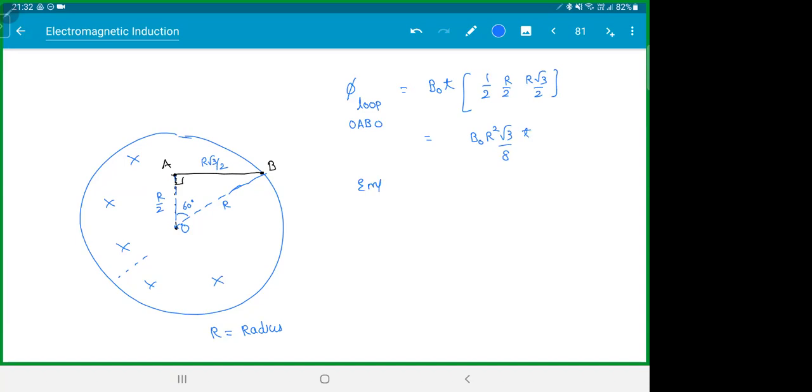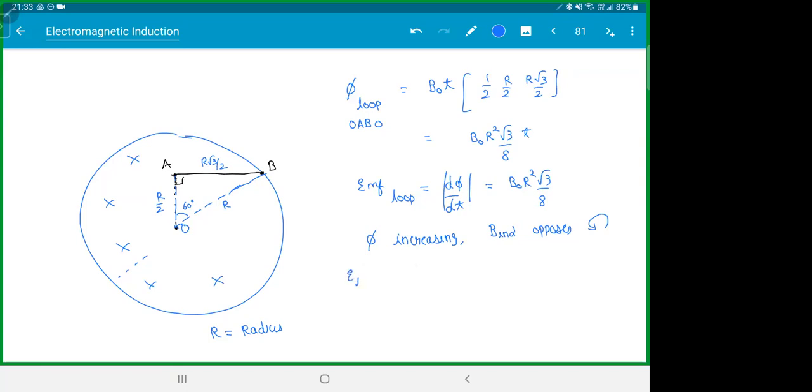So the EMF in the loop will be d phi by dt. I'll just get the magnitude from here, which is B naught R square root 3 by 8. And here flux is increasing, so we need to oppose it. So the direction would be out of the plane. So the current will be this way, anti-clockwise. Agreed? That means this entire loop OABO is acting like a battery.